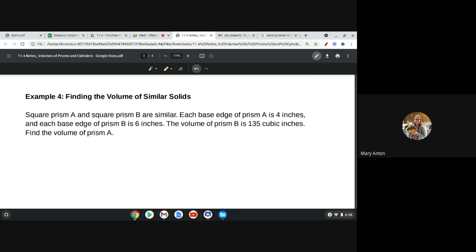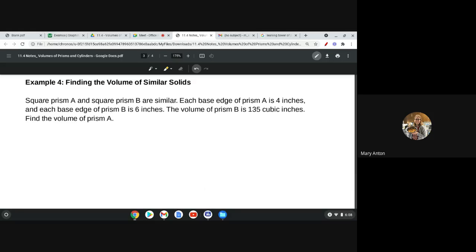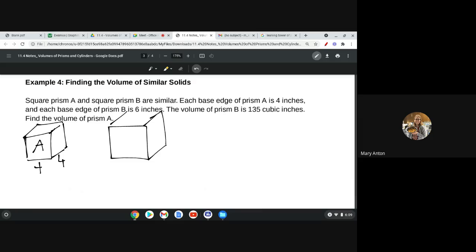So we've got a square prism A and a square prism B, and they are similar. And a square prism is just a cube. So I'm going to draw two cubes. I think that will be helpful. My drawing skills aren't awesome, but we can kind of try to picture this. So this is square prism A. Each base is 4. How about square prism B? It's a little bit bigger. This is prism B. Each base edge is 6 inches.